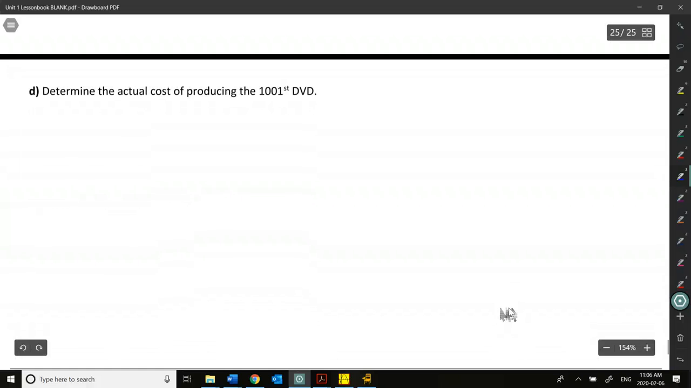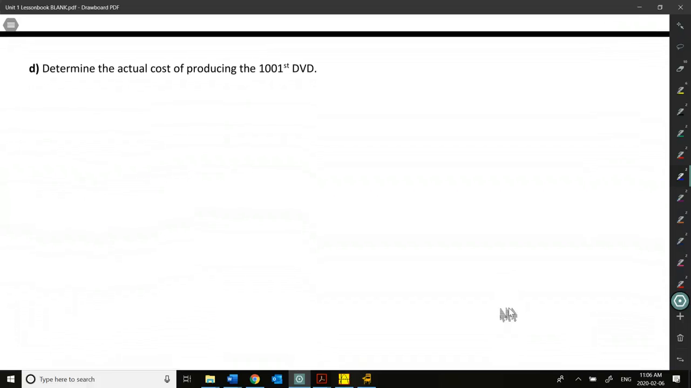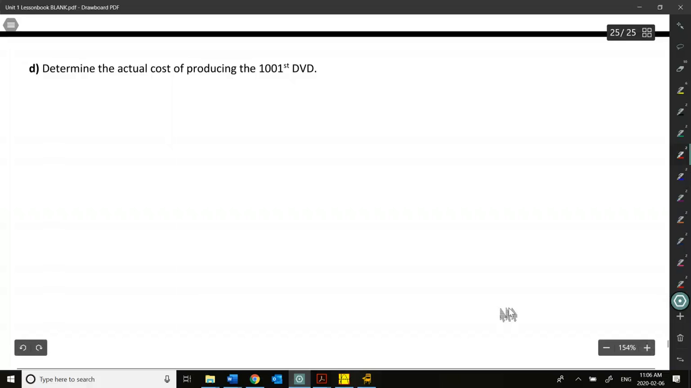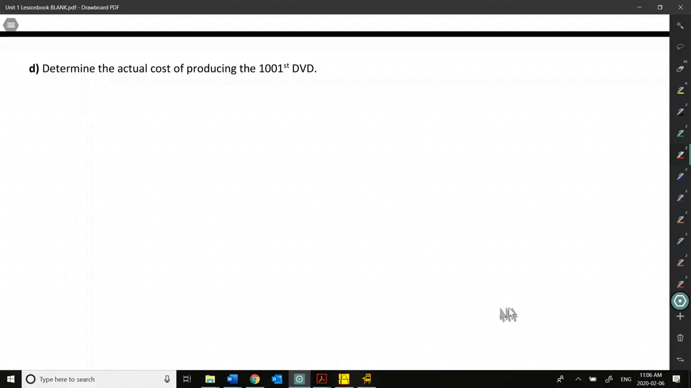Okay, last two parts here. Determine the actual cost of producing the 1,001st DVD. So actual cost is just going to be the cost of producing 1,001 DVDs minus the cost of producing 1,000 DVDs. That's going to give me that 1,001st DVD's cost.